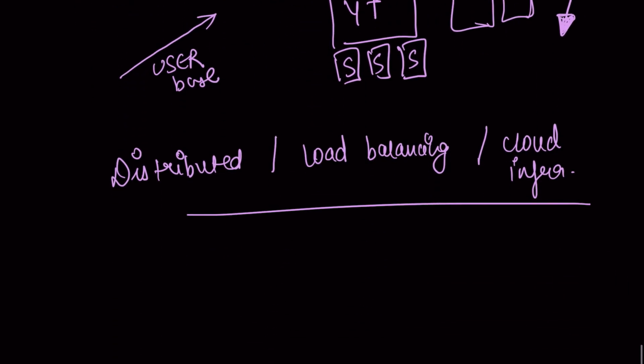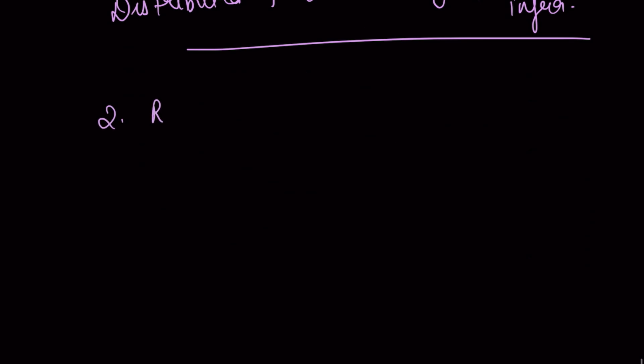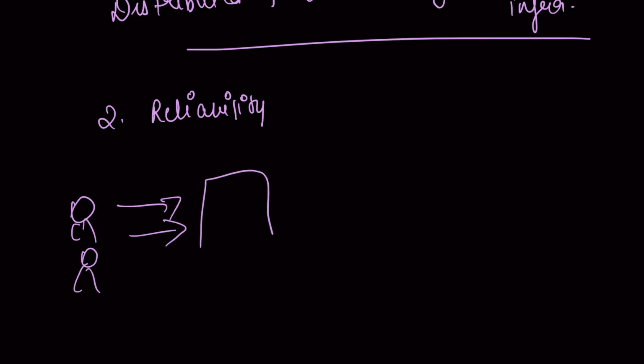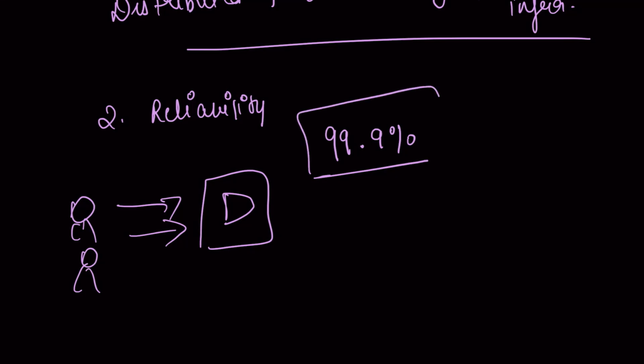And the second one is going to be reliability. Right at this moment, millions of users are accessing or streaming video on YouTube, and the platform must perform 99.9% of the time, and this is referred to as highly available.